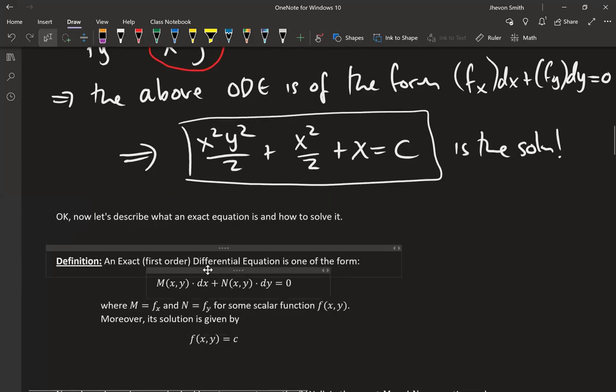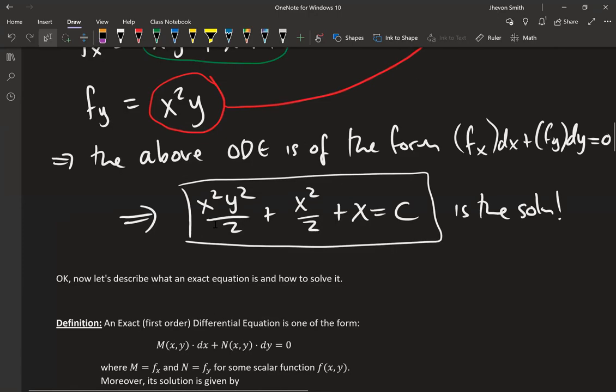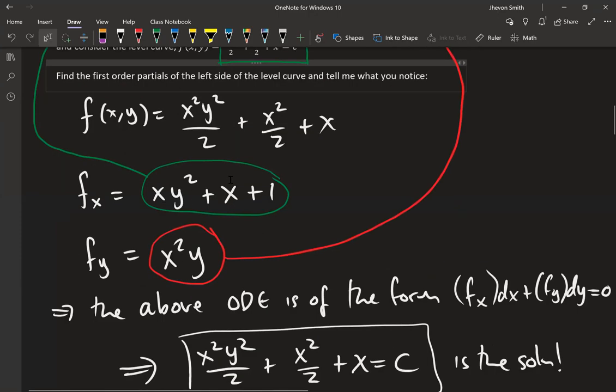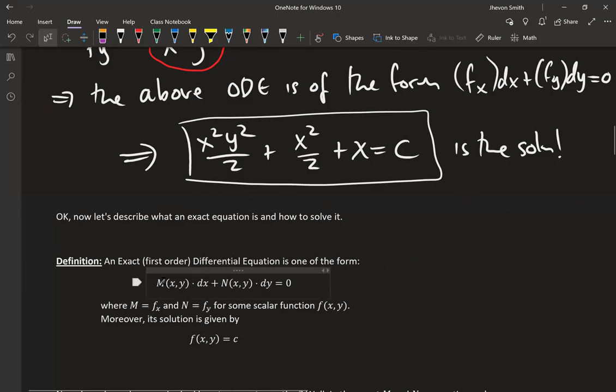So yeah, this is the definition of an exact equation. This is just to describe what I just showed you guys. And I'm going to use the notation now that looks more like what your textbook uses. So an exact differential equation, just to recap, and this is a definition, so this is actually somewhat important. You should actually know this.